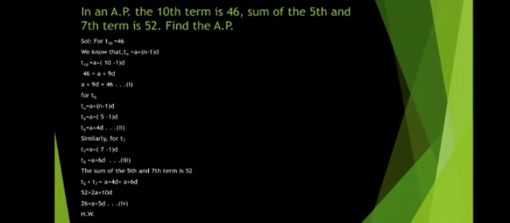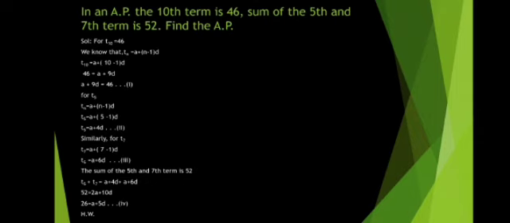First, the 10th term, that is T10, is equal to 46. We know the formula Tn is equal to a plus n minus 1 into d. Here we know the value of n, so in place of n we write 10. So T10 is equal to a plus 10 minus 1 into d. As we know the 10th term is 46, in place of T10 we write 46 is equal to a plus, 10 minus 1 is 9, 9d. Getting it all? So what we got: a plus 9d is equal to 46. Let's say this is equation number 1.